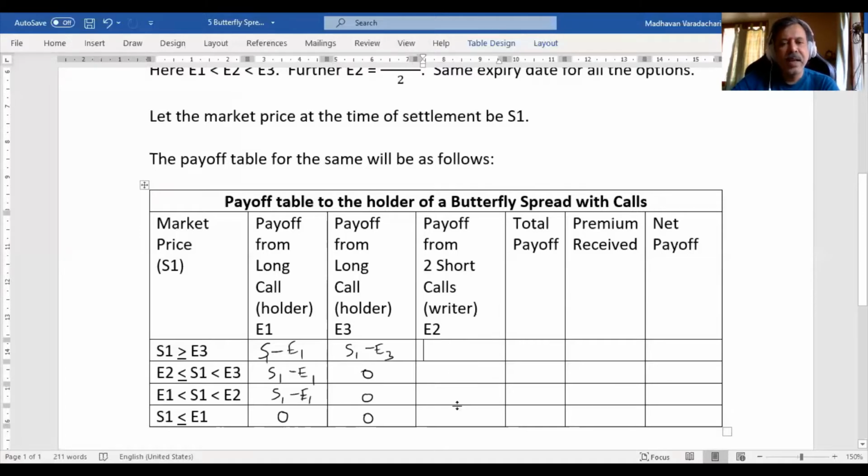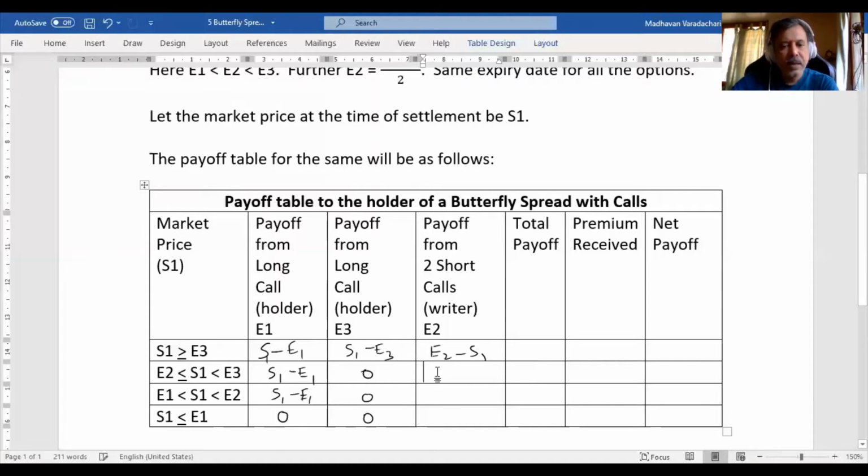Here, I sold 2 calls. So I am the writer. I am not the holder. So I have to now look at it from the perspective of the other person who is holding these calls, right? His exercise price is E2. Market price is larger than the largest exercise price. So it will definitely be larger than his exercise price also. So he will exercise. His profit will be S1 minus E2. So here I am going to write mine as the reverse: E2 minus S1.